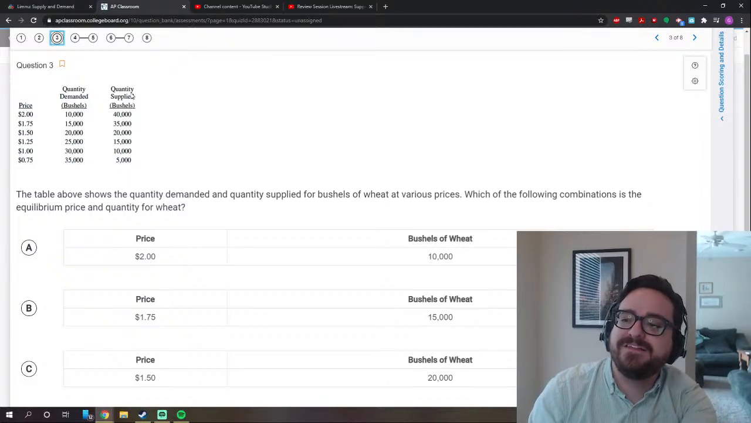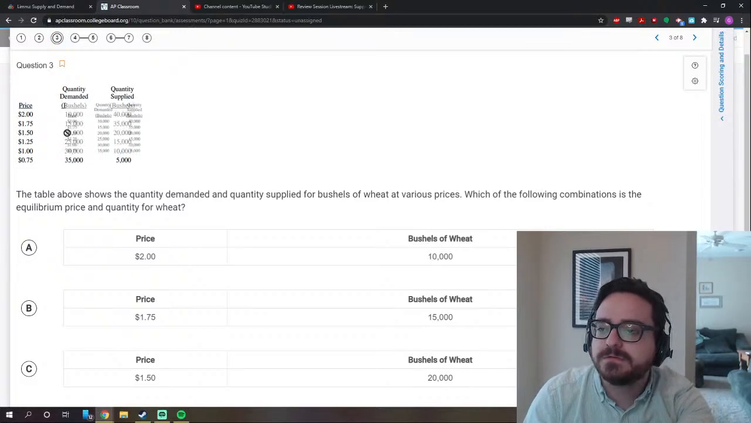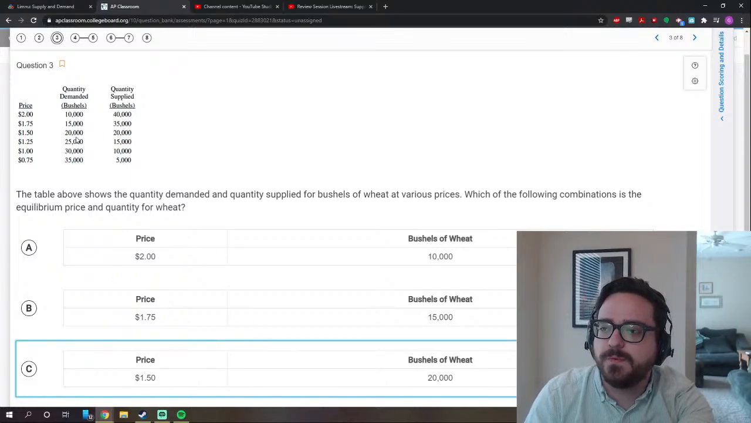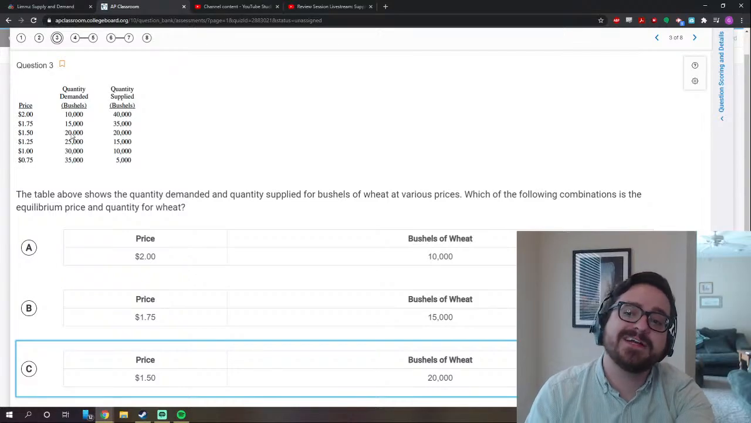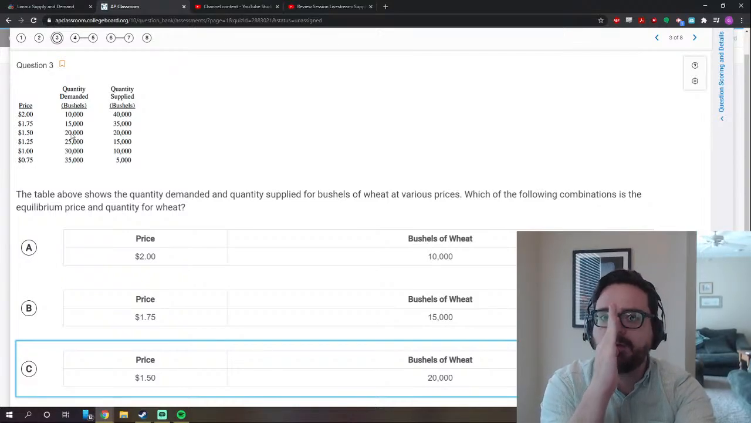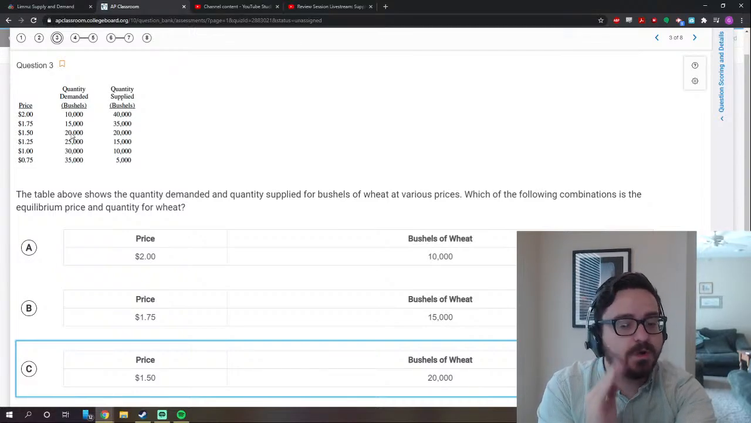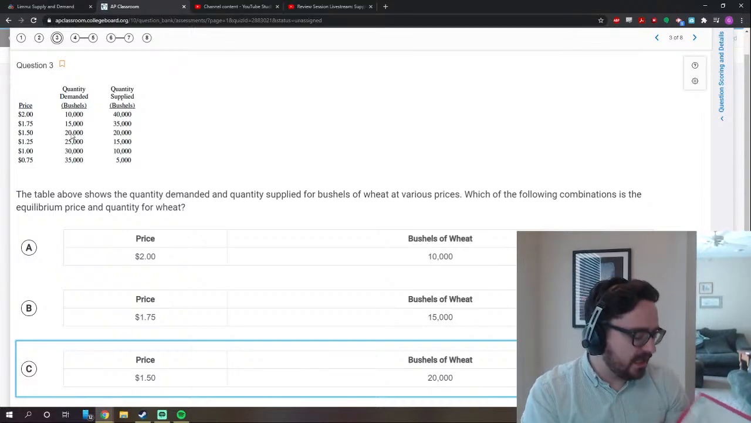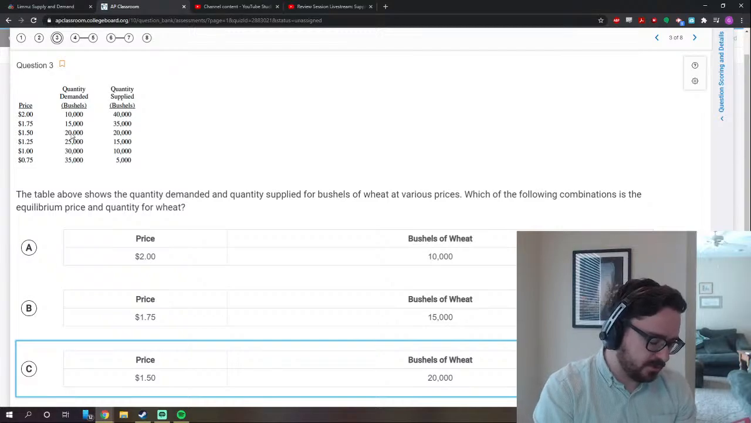So based on this table, right here, $1.50 and 20,000 bushels of wheat is their equilibrium. Because if you think about the graph, at that one spot, there is only one quantity. If I'm at any other price, then I've got multiple quantities because they would intersect multiple times with the line.